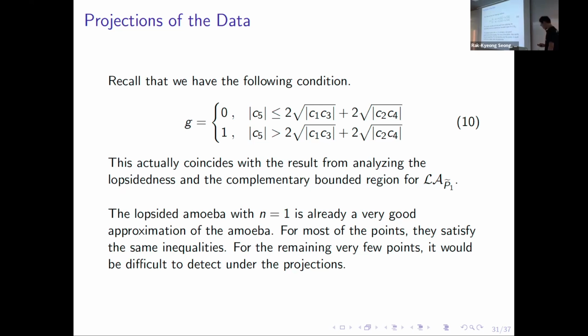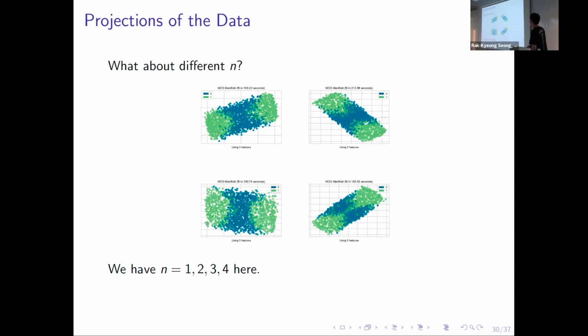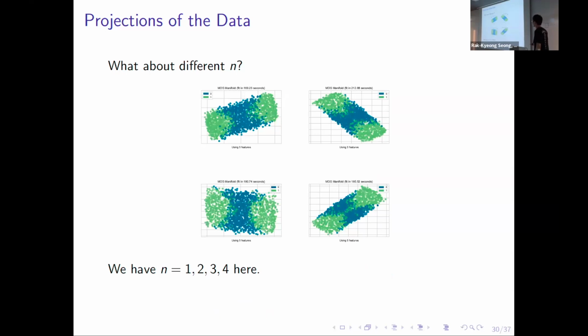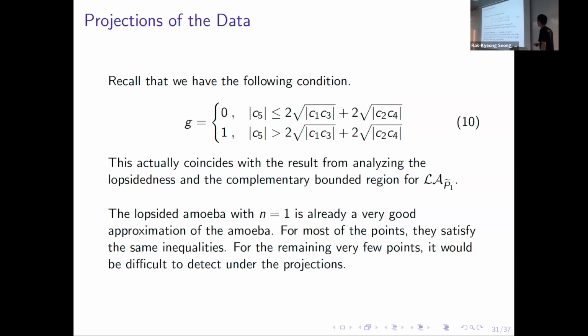So actually, if we look at the previous example, if you try 8 and maybe 16, then of course the condition and the projections will look different. But here I'm just showing you a very simple example, and this is actually what we can get from the projections.